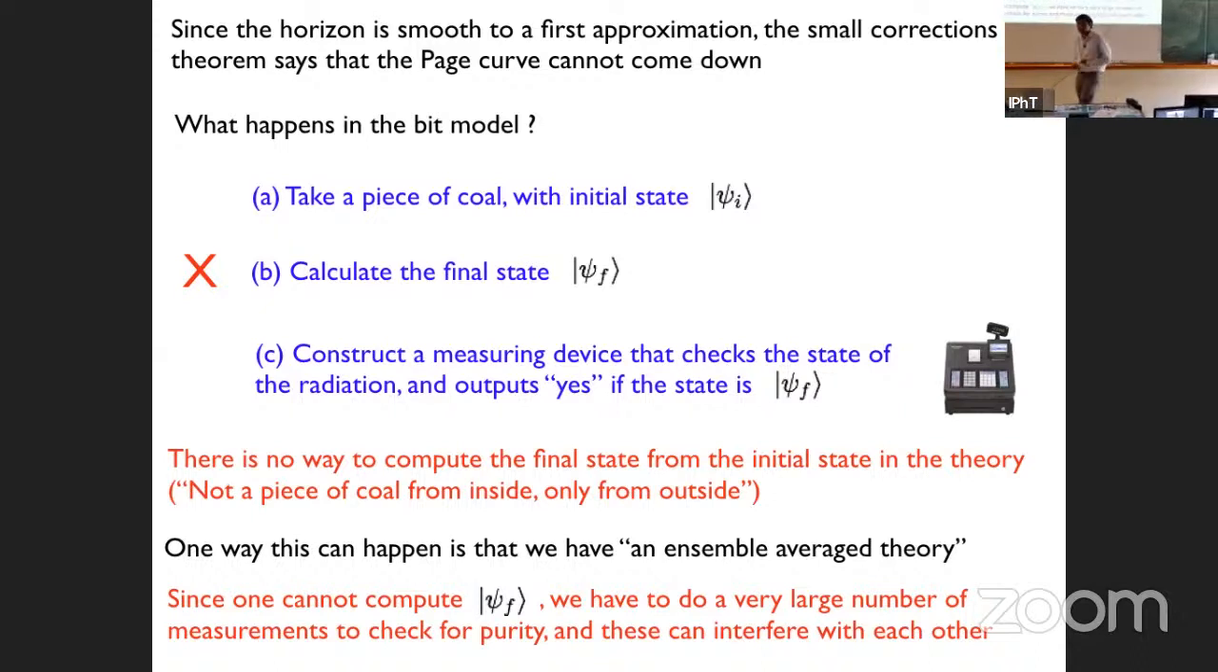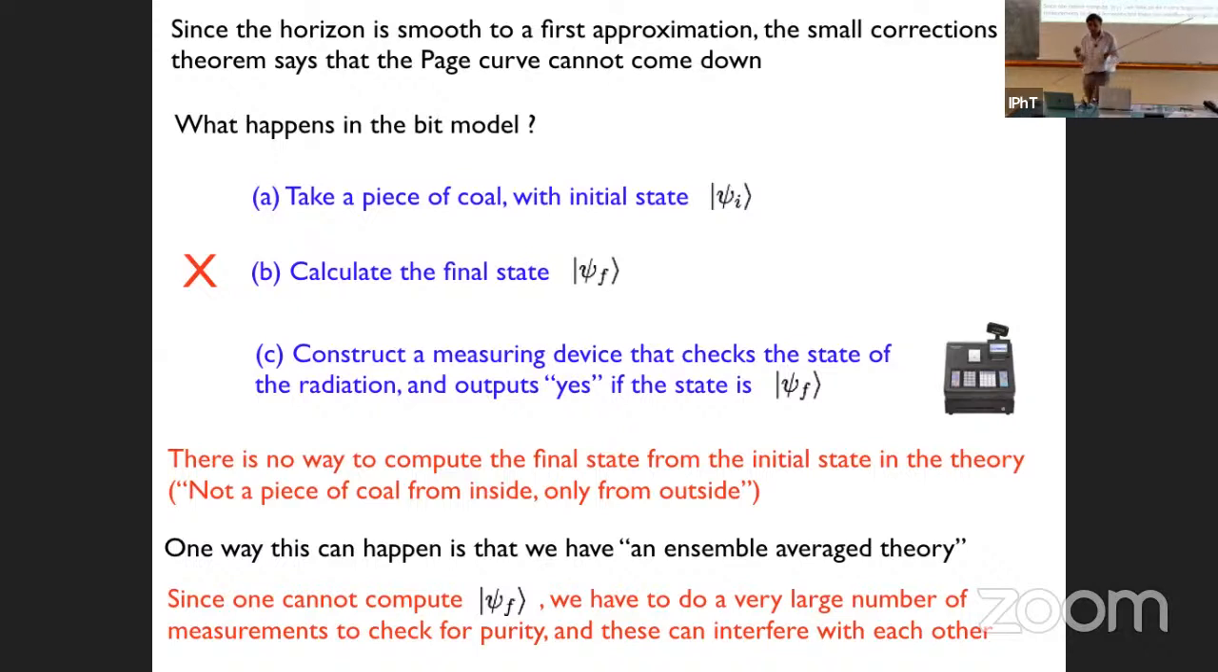It means that to actually find out the final state, you have to do lots and lots of measurements, because you can't compute what it is and just use one measuring device to check it. And if you have to do lots and lots of measurements on a state produced the same way multiple times, then all the different copies can interfere with each other, and then something new might happen.